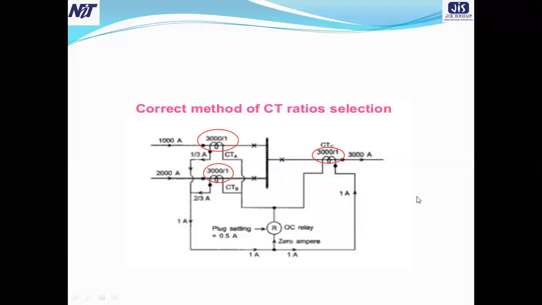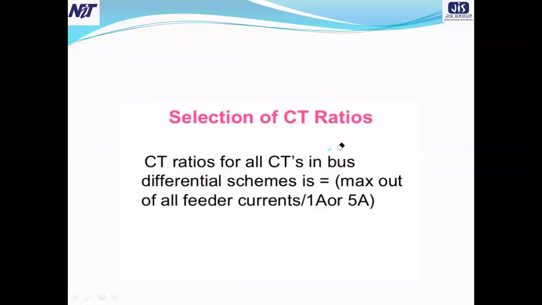Okay, so why is it so? Because the CT ratio for all CTs in bus differential schemes is the maximum of all the feeder currents divided by 1 ampere or 5 ampere. So this is the CT ratio for all CTs, current transformers, in a bus differential scheme. You have to remember this one. This is very important: the maximum of all the feeder currents divided by 1 ampere or 5 ampere.